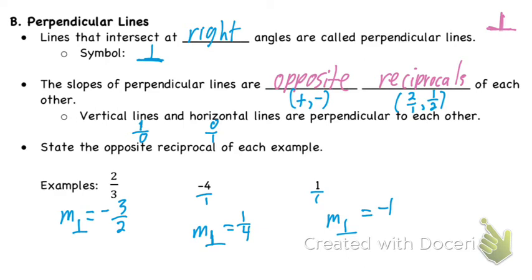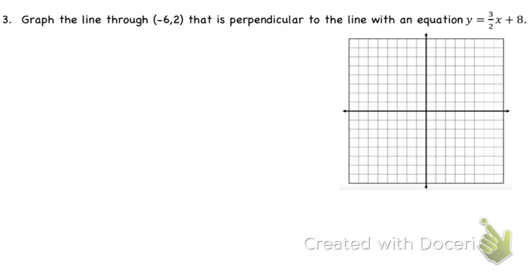All right, continuing on. Graph the line through -6, 2 that is perpendicular to the line with an equation of y = 3/2x + 8. What's different about this versus the problems we had earlier? It's perpendicular. Bam! Nailed it, Lainey. So what's our first step going to be, though? You graph the point. Graph the point -6, 2. We want it to go through that point.